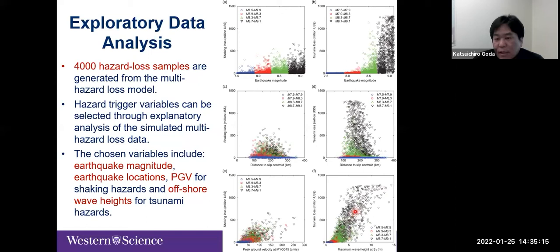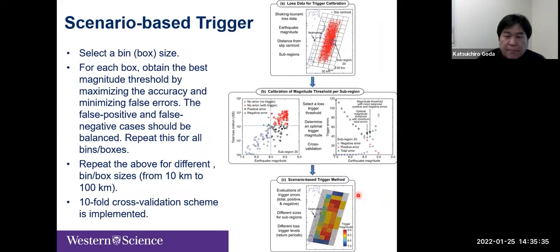So from this exploratory data analysis, it's already promising that the PGV and the offshore tsunami wave height would improve this prediction of the losses. So the first method I applied is a scenario-based trigger.